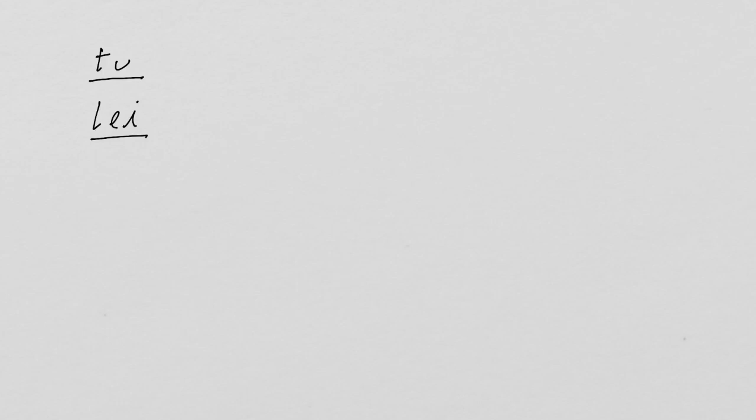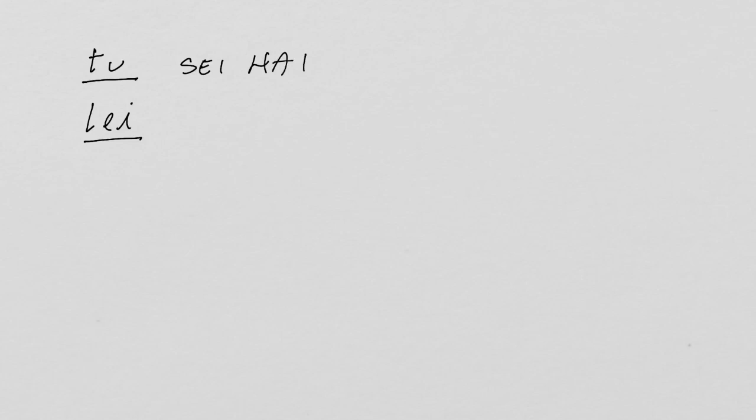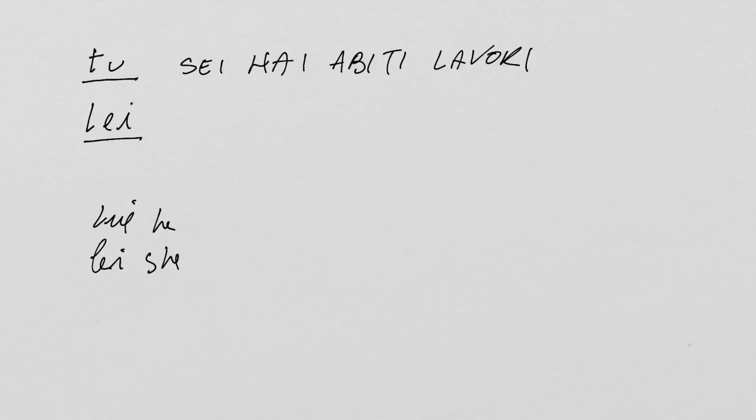So when I talk to someone in an informal way, I use the you informal, so the tu verb forms. So for example, tu sei, tu hai, tu abiti, tu lavori, and so on. If I want to talk to a person directly but in a formal way, I use the lui and lei form, so the he and she forms.